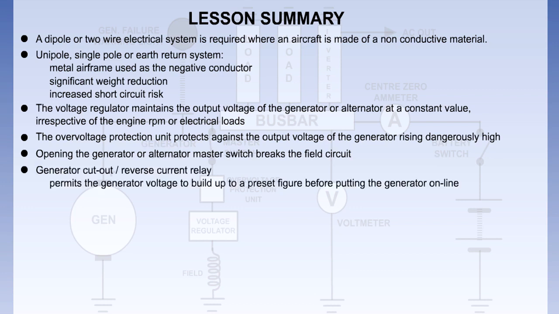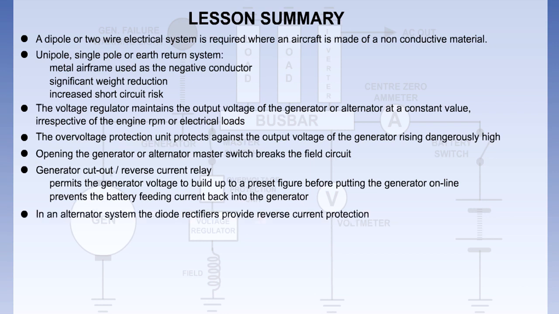The generator cutout or reverse current relay permits the generator voltage to build up to a preset figure before putting the generator online. The reverse current function prevents the battery feeding current back into the generator when the generator voltage is below that of the battery voltage. In an alternator system, the diode rectifiers provide reverse current protection.